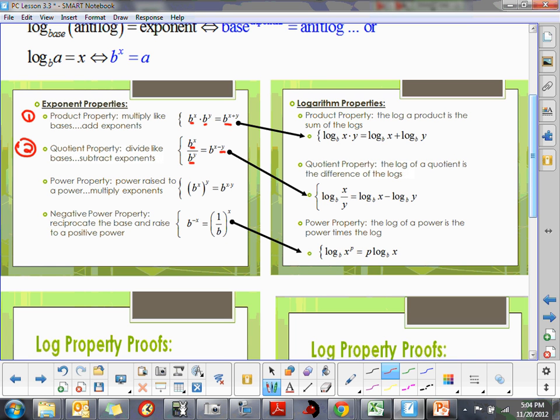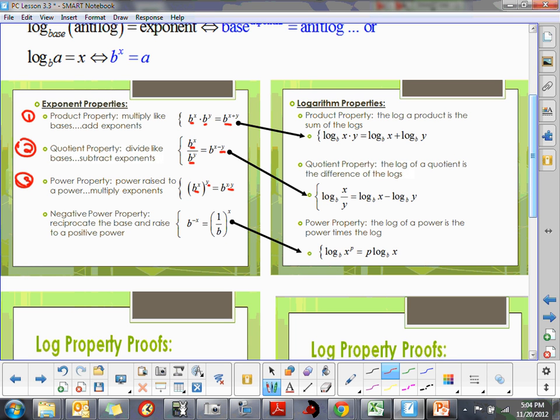And the third one that we're really going to focus on is the power property. That says whenever you take a power and you raise it to another power, you multiply the exponents. So if it's b raised to the x raised to the power of y, since it's a power raised to a power, you multiply your exponents to get your result.